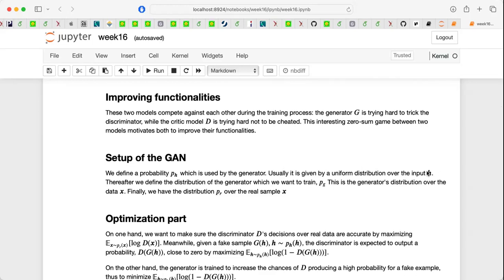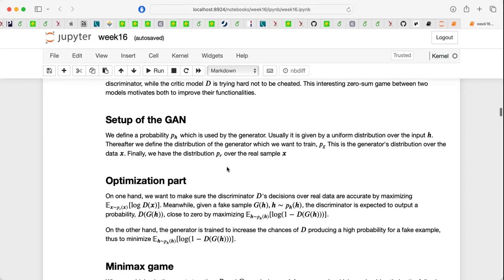So remembering a little bit about the standard autoencoders, we have a so-called latent space where we did the dimensionality reduction. And often this latent space is set up so that it's much smaller than the original space X. So we define also a distribution for the generator, which we call P of G. This is the generator distribution of the data X. And finally, we have a distribution P of R, which is the one over the real samples X.